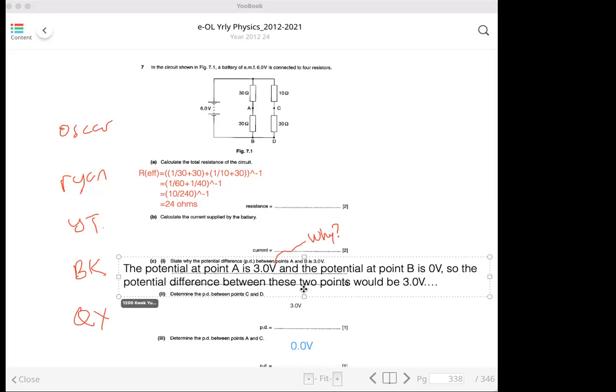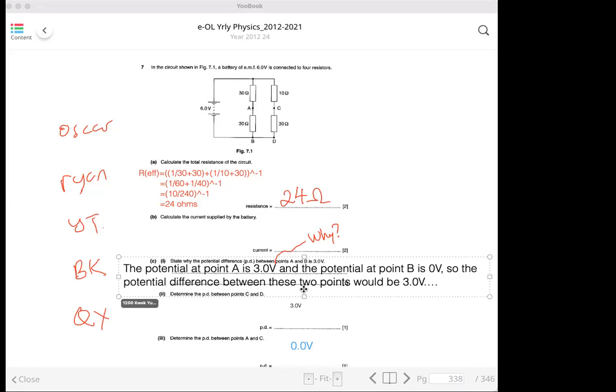Okay, so for part A, so far all of you got the correct answer. So I will not go through, I will not explain part A. The answer is 24 ohm. Okay, Ryan, can you give me the answer for part B?